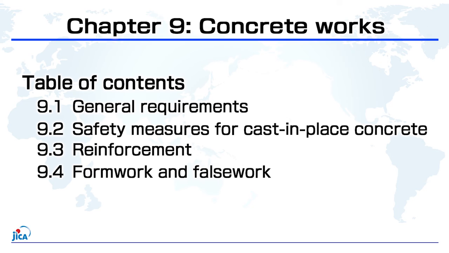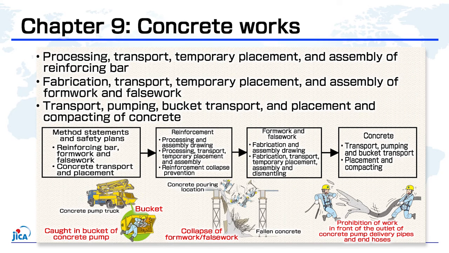Chapter 9 stipulates safety requirements and accident prevention measures for concrete works, including reinforcement, formwork, and false work. We would now like to explain the contents of Chapter 9. Chapter 9 covers the preparation of method statements and safety plans for concrete works and their dissemination and instruction to workers, along with safety measures for processing, transport, temporary placement, and assembly work of reinforcement, fabrication, transport, temporary placement and assembly of formwork and false work, transport of ready-mixed concrete, concrete pump and bucket placement work, and concrete placement and compacting work.